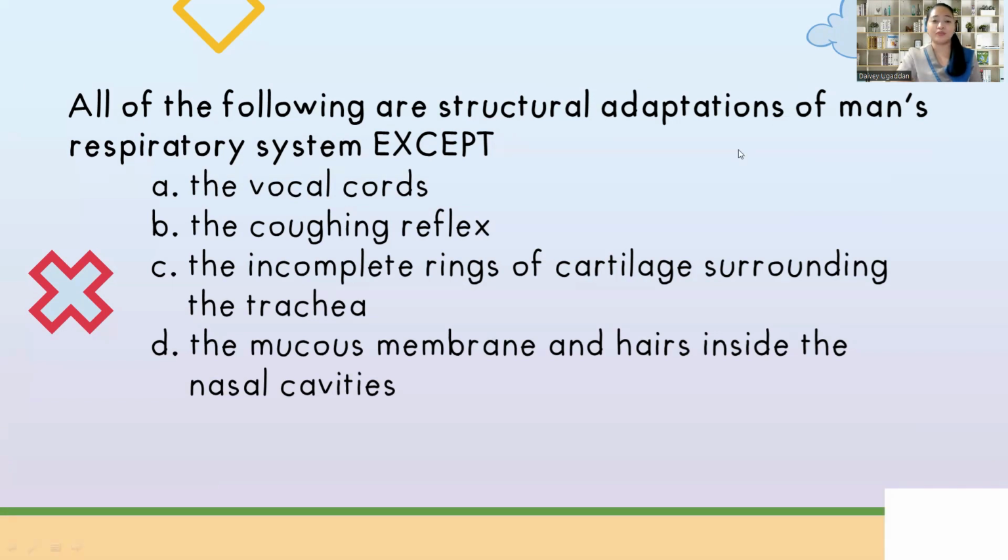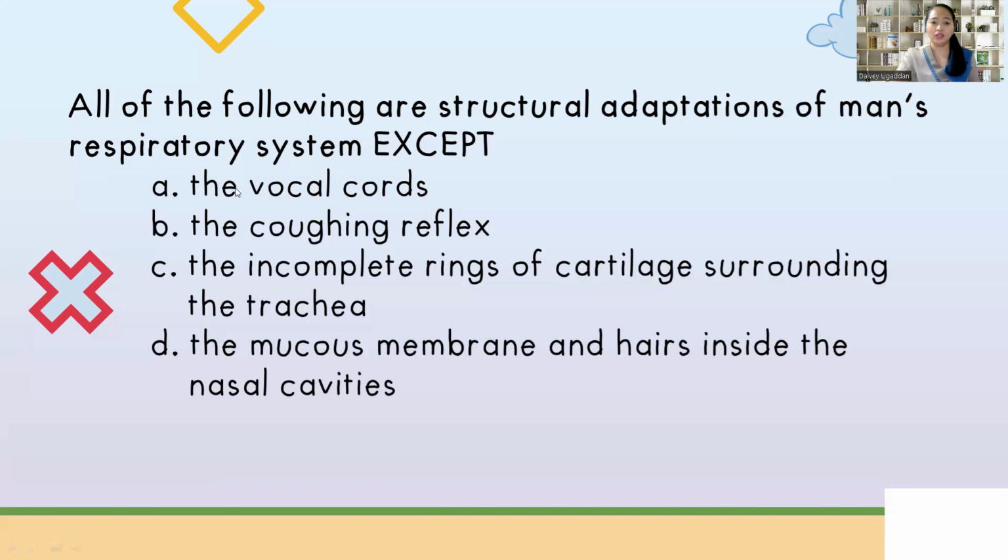Alright, this type of multiple choice question is kind of confusing if you are not going to understand and analyze what is being asked. So here, all of the following are structural adaptations, meaning all of the given answers are structural adaptations except for one. That's why you have the word except here. So we are looking for that one option that is not a structural adaptation of the respiratory system. So what would that be?